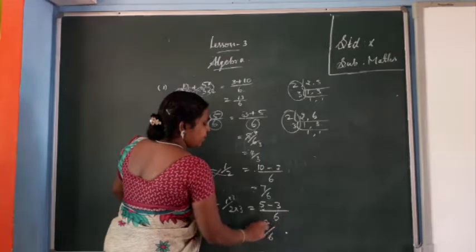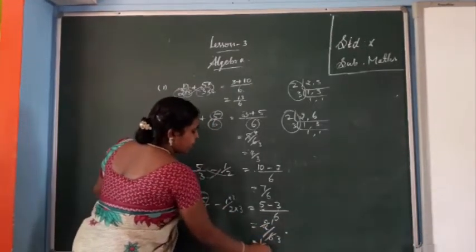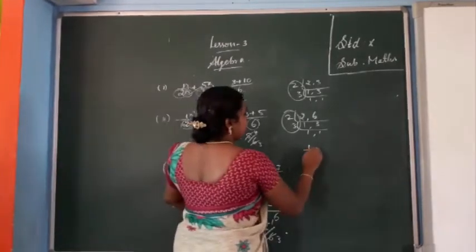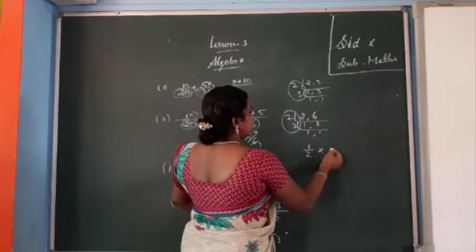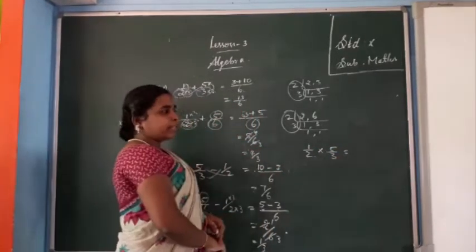So 2 by 6, simplify. 1 2 is 2, 3 2s are 6. So the answer is 1 by 3. Okay, so this is subtraction. For multiplication, how will you do it? 1 by 2 into 5 by 3 equal to.